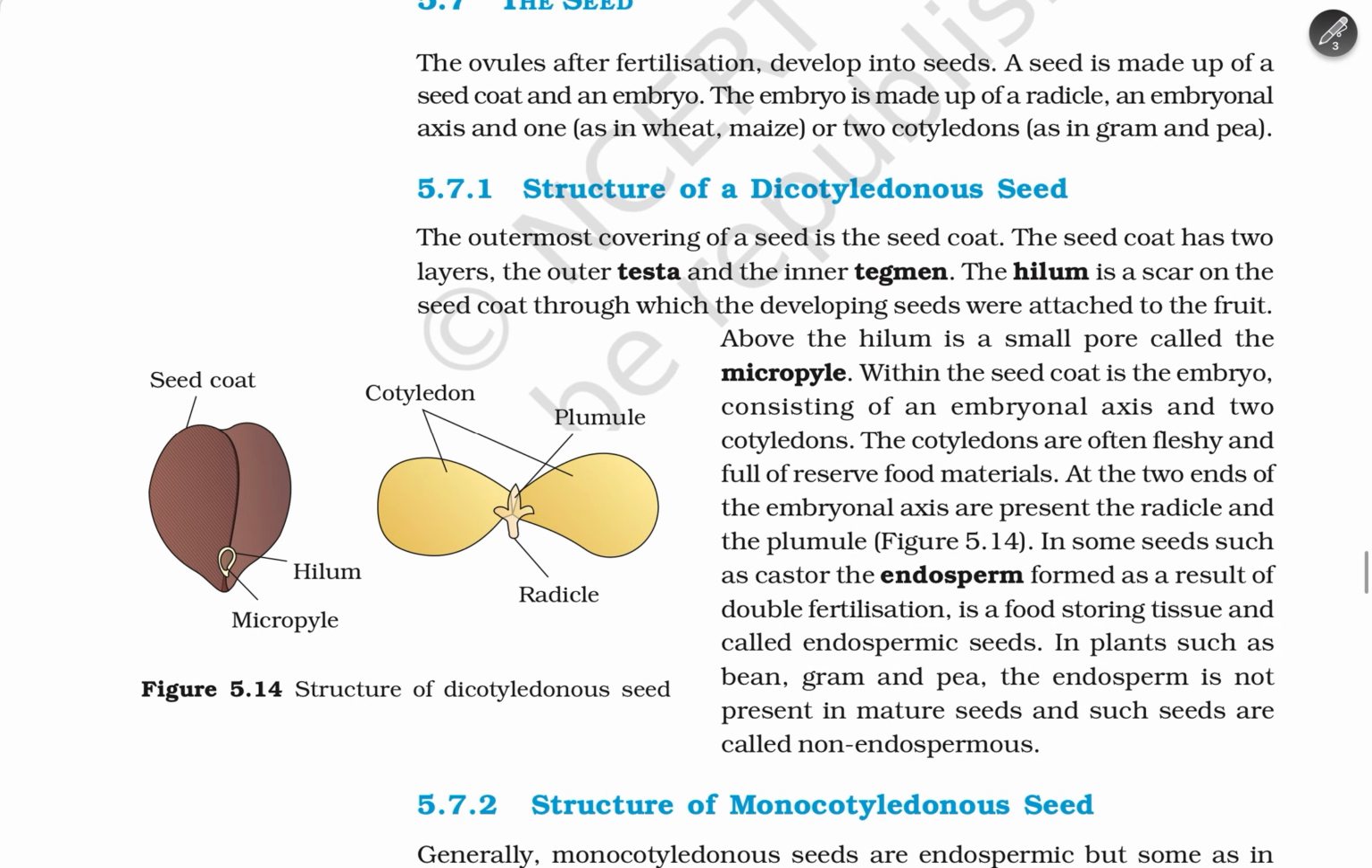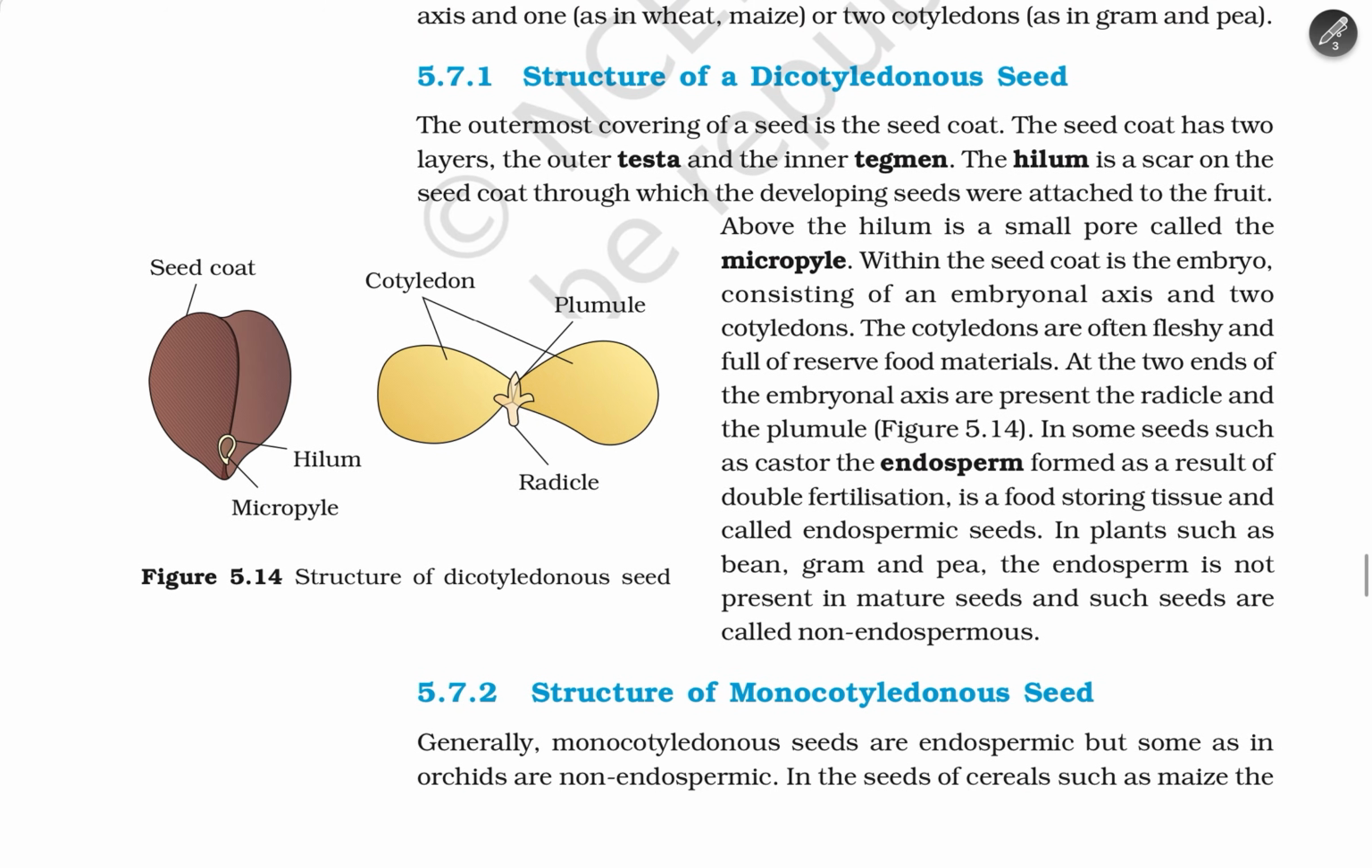The seed. The ovules after fertilization develop into seeds. A seed is made up of a seed coat and an embryo. The embryo is made up of a radicle, an embryonal axis, and one cotyledon as in wheat and maize, or two cotyledons as in gram and pea. The structure of a dicotyledonous seed. The outermost covering of a seed is the seed coat. The seed coat has two layers, the outer testa and the inner tegmen.